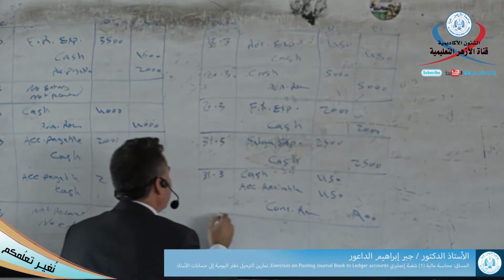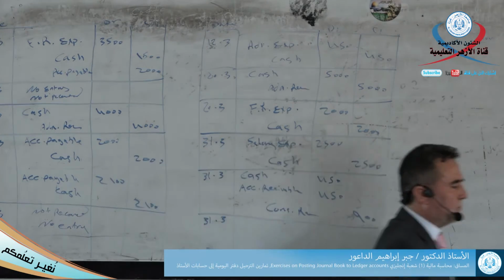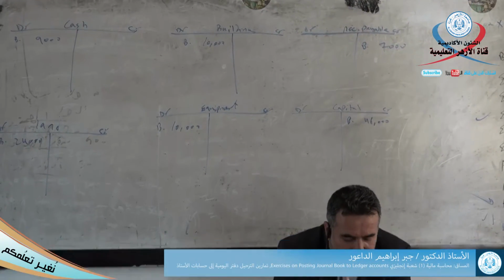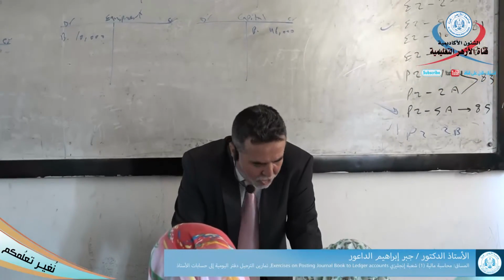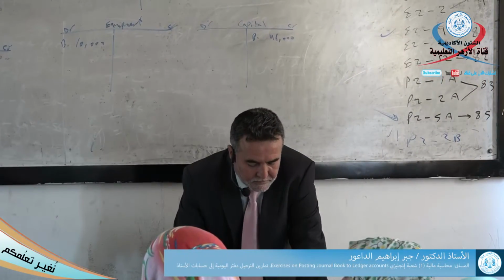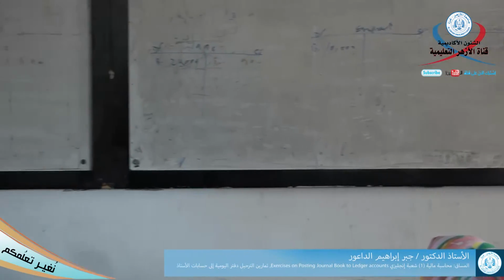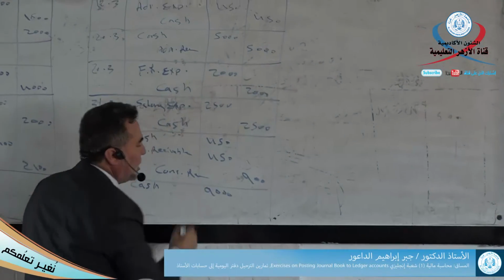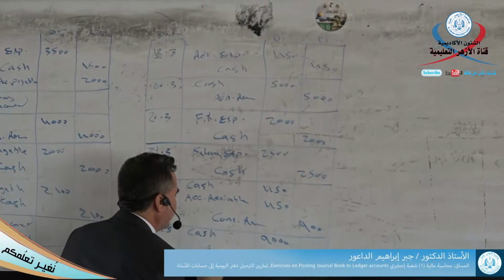Last one. Also on 31st of March, received 9,000 cash from customers for admissions. Cash increased by 9,000, so it will be DR, to admission revenue.